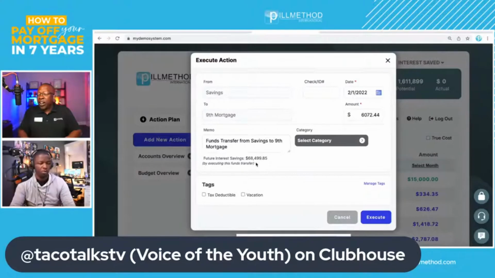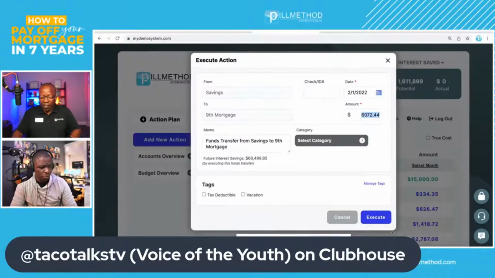If he had put it on any other loan, he wouldn't save that much money in interest. If he had done it on any other day, he wouldn't save that much money in interest. You see what I'm saying? But by putting this amount on, you can take the $68,499.85, put it into your calculator, divide it by the $6,072.44, and you'll be able to tell me how much money John saved per dollar applied to principal.